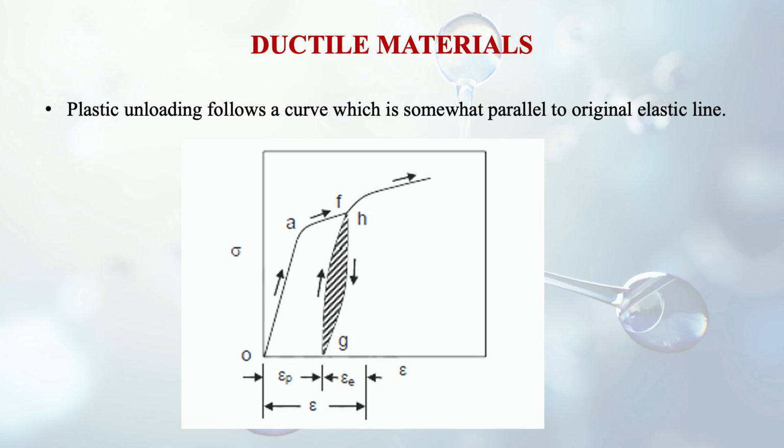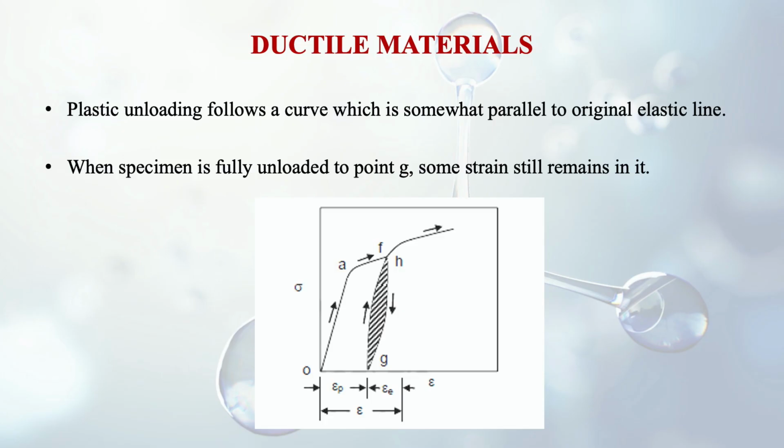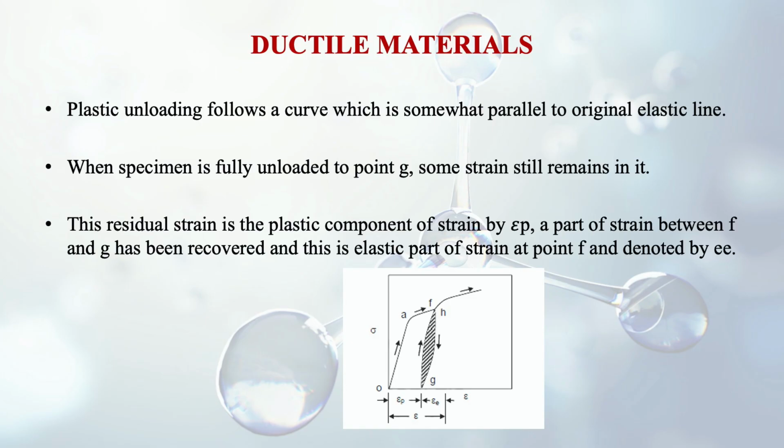We see here that the original elastic line was the linear line. When we do the plastic unloading, it also follows the same path, but the remaining residual strain will always be there when we have reached the plastic limit. So when a specimen is fully unloaded to point G, some strain still remains in it. The residual strain is the plastic component of strain. A part of the strain between F and G has been recovered, and this is the elastic part of strain at point F, denoted by EE in the figure.